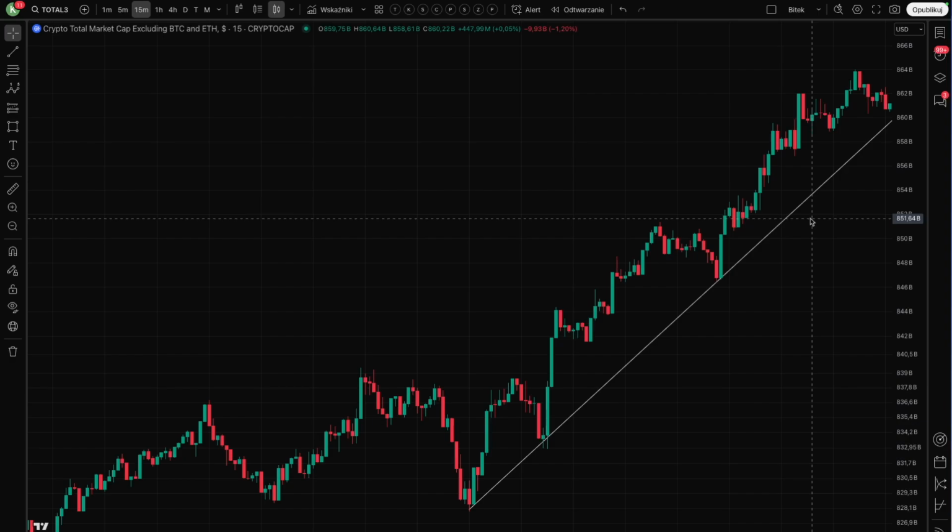The key, I think, is to switch to 2 higher time frames and see where we actually are. That's something I always repeat. It helps clear up some of the doubts.